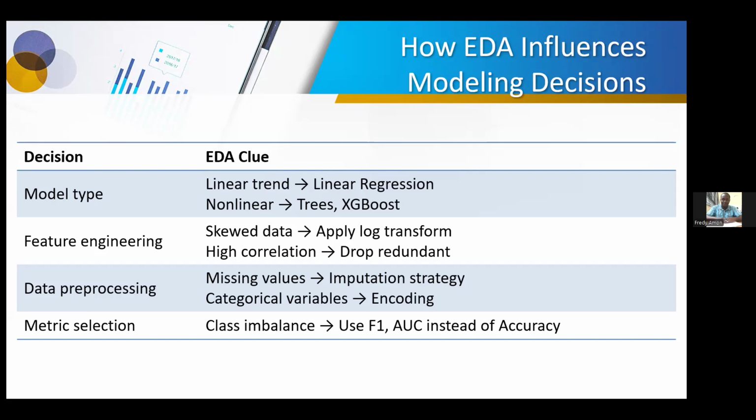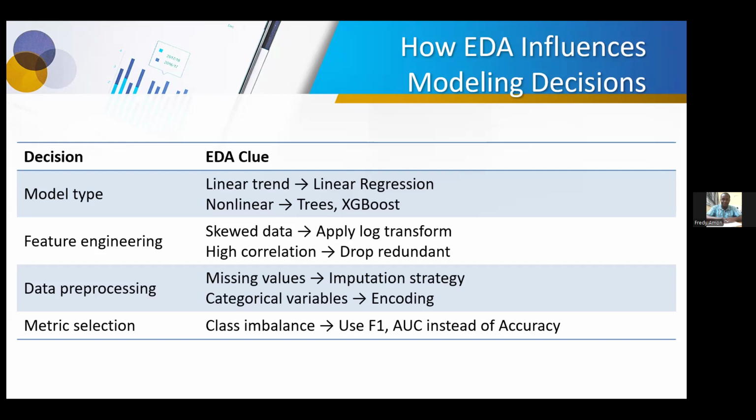For data pre-processing, when you do EDA, you'll be able to detect if there are missing values. So you will see whether to apply imputation strategies or dropping strategies as we learned. If we have categorical variables and we want to use linear regression, that means we will need to go for encoding these categorical variables so they become numerical, so we can handle them an easy way. And then we have the metric selection.